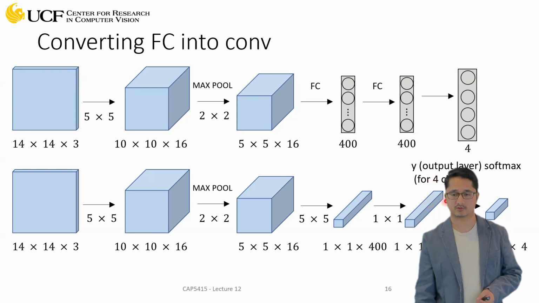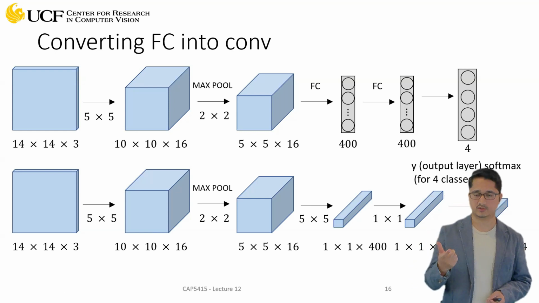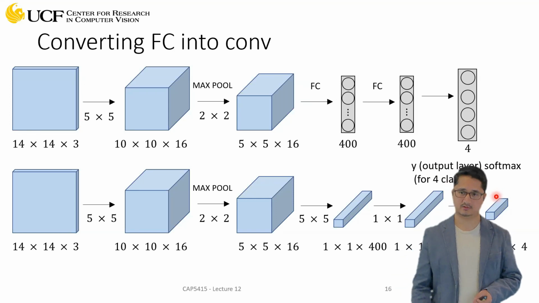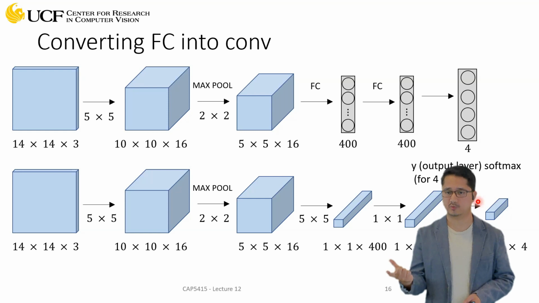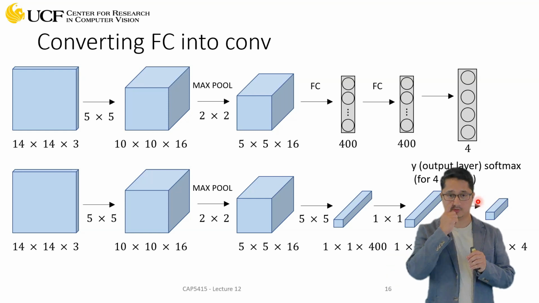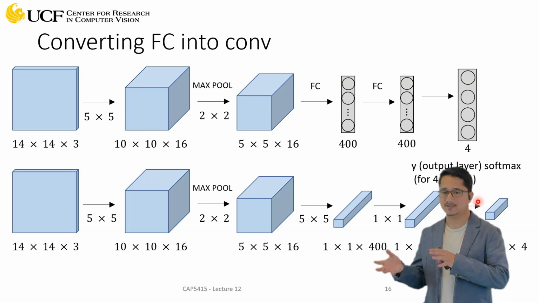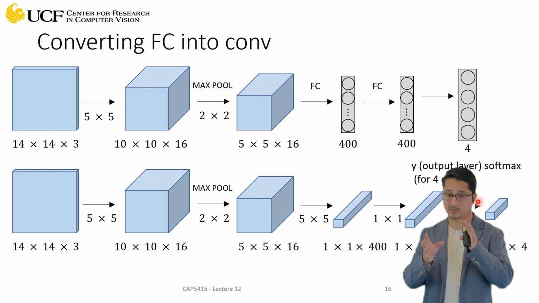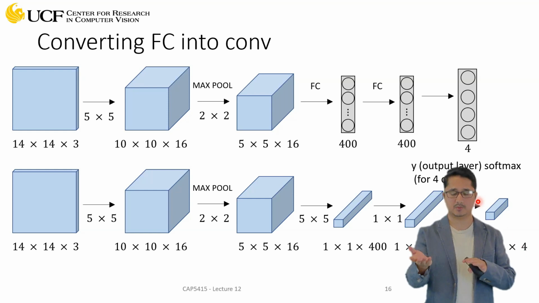At the end, instead of getting 1 cross 1 cross 4, you will get some spatial resolution as well, say 4 cross 4 cross 4. And it's up to you how you want to use that. You can just do average pooling of that, and again you can get your 4 predictions if you want to use this kind of architecture for classification. So during test time, if you have a bigger image, even without resizing, you will be able to run this network on that bigger image and make predictions. Okay, so that's one use case.